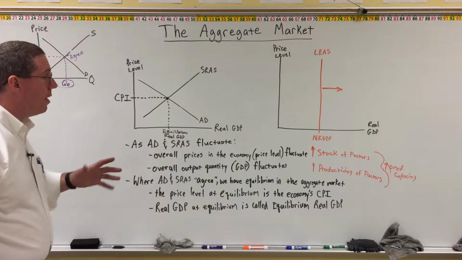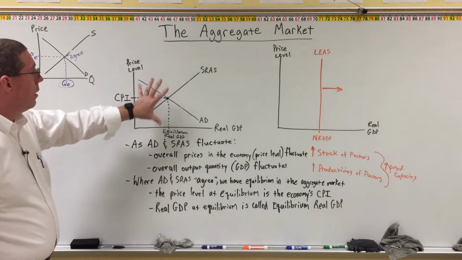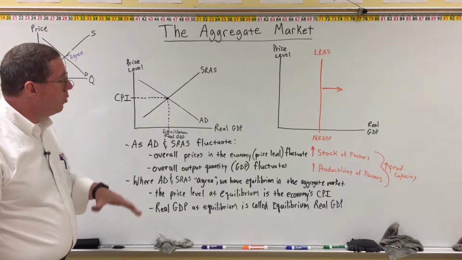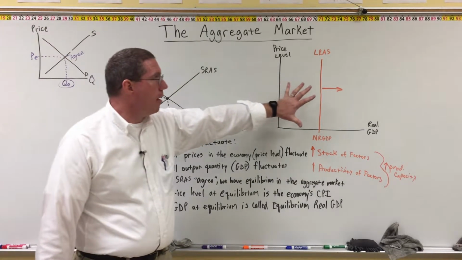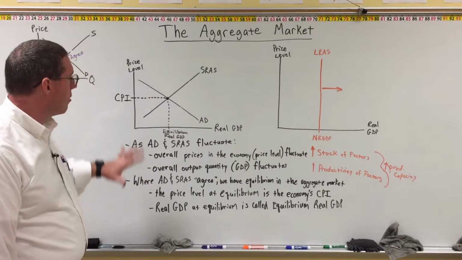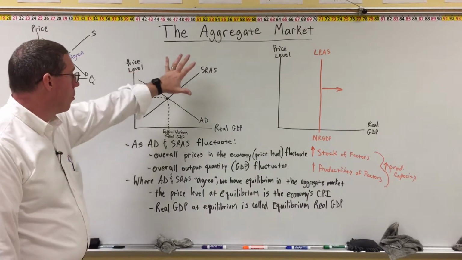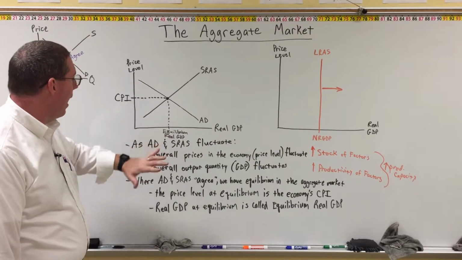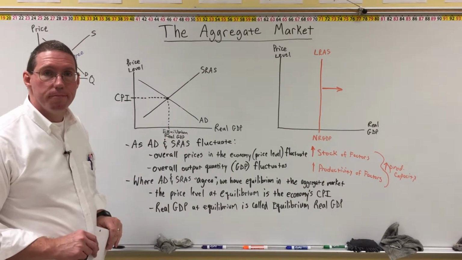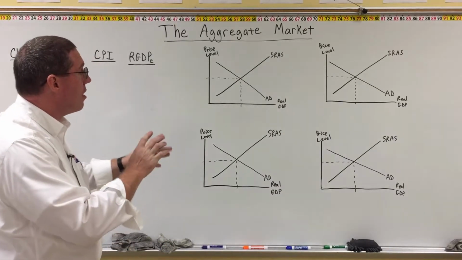And so now we have a complete aggregate market graph. And what we're going to do now is set aside long-run aggregate supply for a little while, and the last thing we're going to do today in this lesson is look at the dynamics of short-run aggregate supply and aggregate demand and how CPI and equilibrium real GDP change.